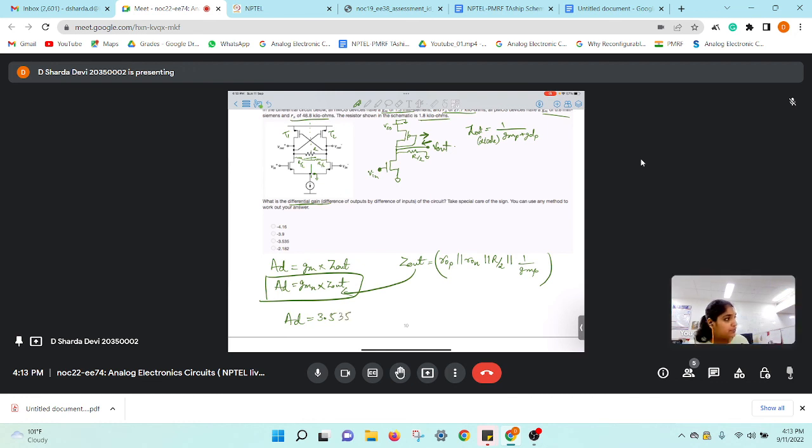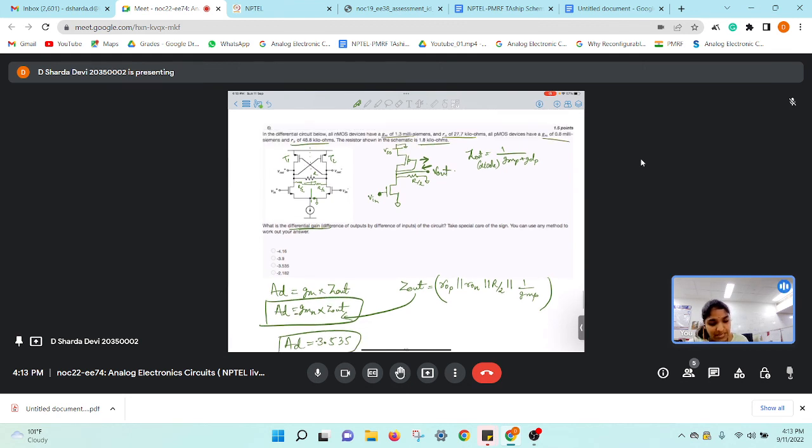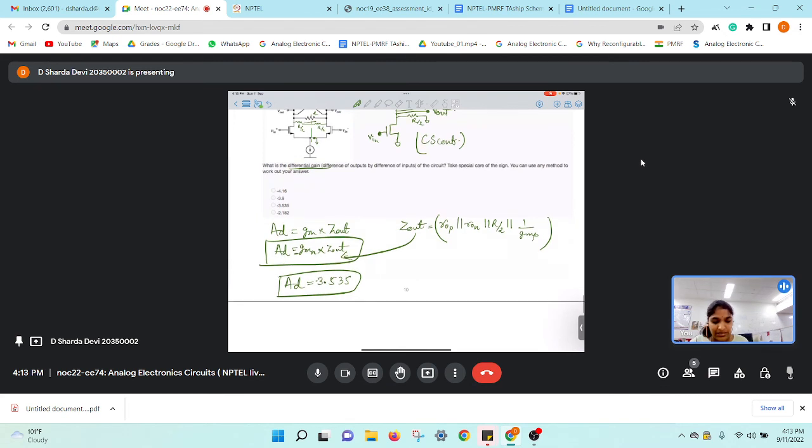3.535. Yes, this is minus 3.535, and here it is minus q, because what type of configuration this is, we also discussed it last time. It is common source. Yes, this is CS configuration. So since it is a CS configuration, we'll definitely get the gain as negative. So we have to simply apply that. Clear?